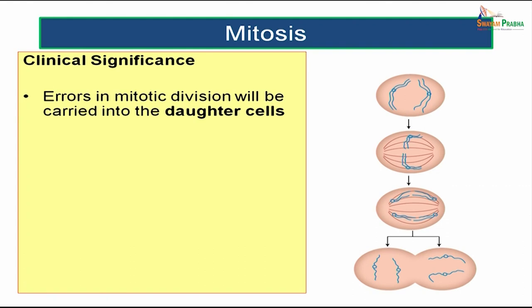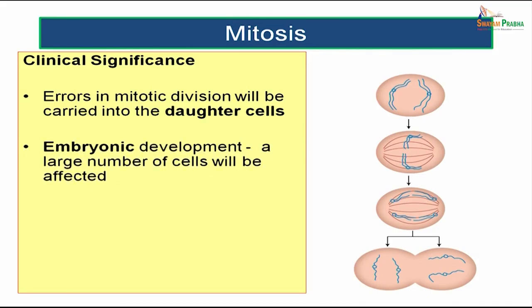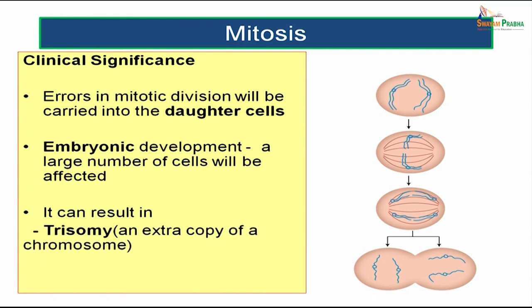Suppose there is an error in mitotic division during this process. This error will be carried on to the daughter cells. So if this is happening during embryonic development, a large number of cells will be affected, because that is the time when newer cells are formed. So what will happen if these cells are affected?